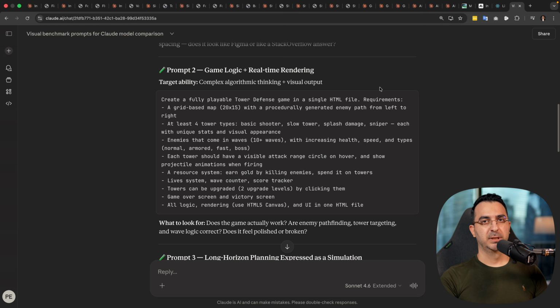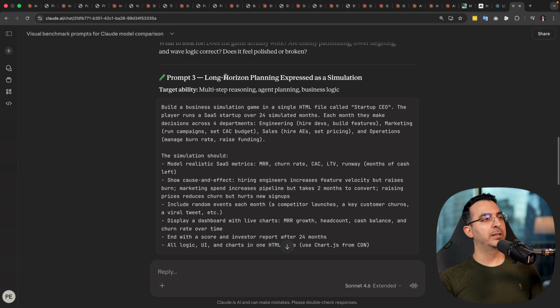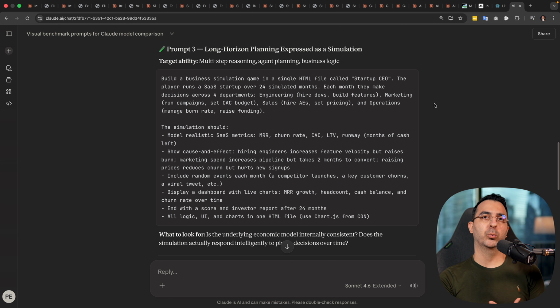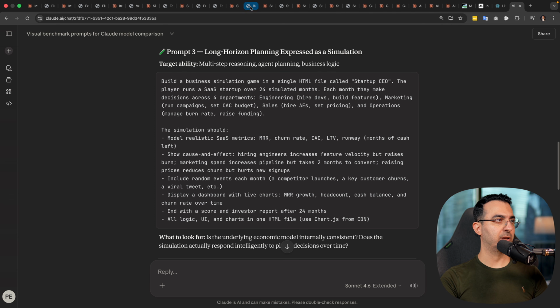Let's continue. So let's go for the next project, project number 3. And this one is really interesting. It's like a game, but we are acting as a startup CEO, and we have to do the planning like a CEO to grow the company. And it was really interesting for me. The target here is to check the ability of multi-step reasoning, agent planning, and business logic. So here is the prompt, and let's look at the results.